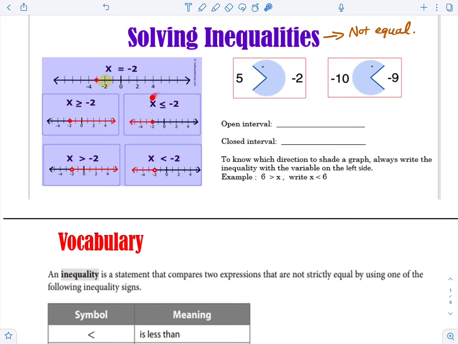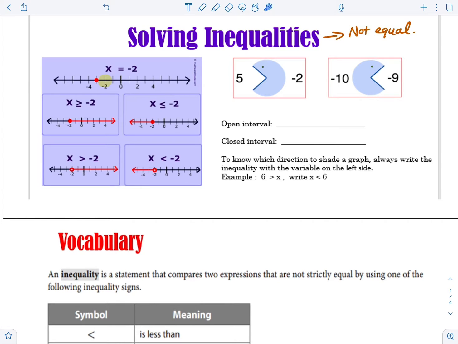All right, but it's not always equal to, therefore we don't have a dot or a point on the line. Maybe it's just strictly x is greater than -2. Then we have an open circle here at -2, and then we shade to the right to represent our greater than. Or if we have x is less than -2, then we have this open circle at -2, and then we shade to the left.